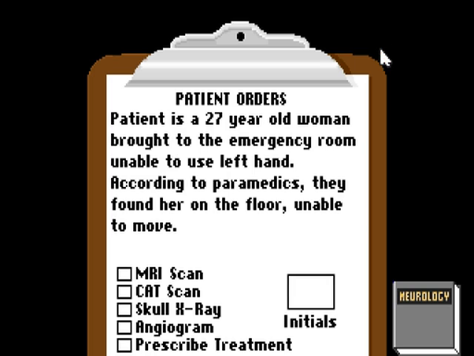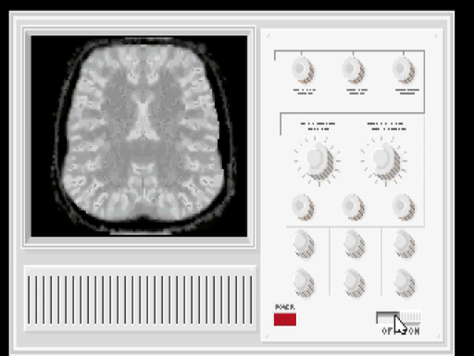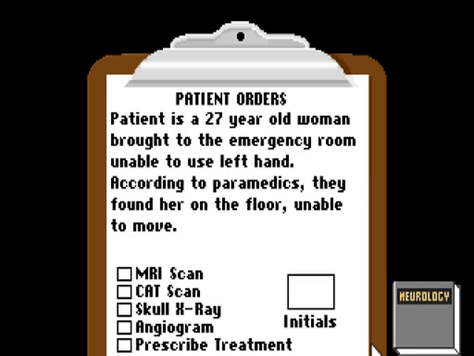Patient is a 27-year-old woman brought to the emergency room unable to use left hand. According to paramedics, they found her on the floor, unable to move. Let's start with an MRI scan. Dr. Sphincter approved. Looks fairly normal, I guess, in my thoroughly professional opinion.